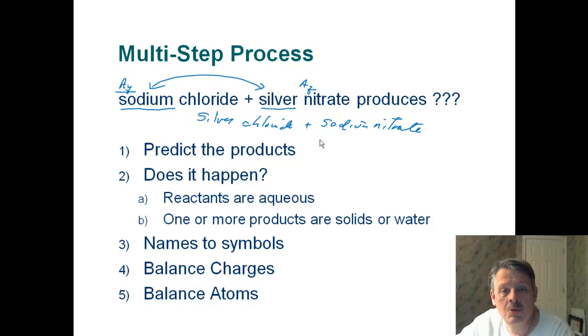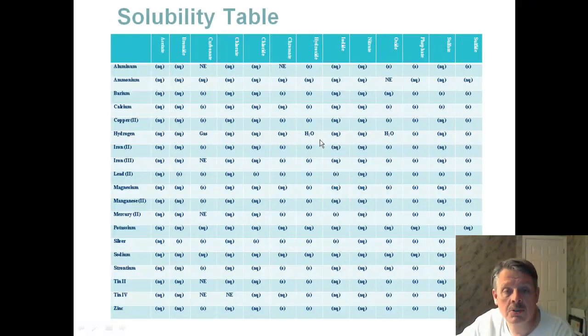Well, we have sodium chloride and silver nitrate. So what we have to do is pull out our solubility table, folks, and our solubility table is on one of the first few pages that you had in your packet. So pause the video, pull out your solubility table, then we'll keep going.